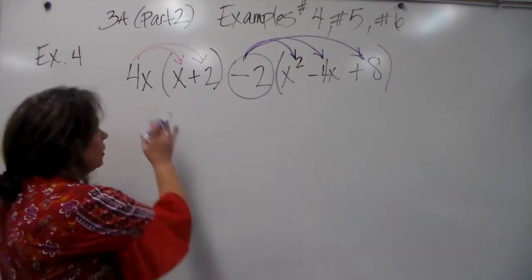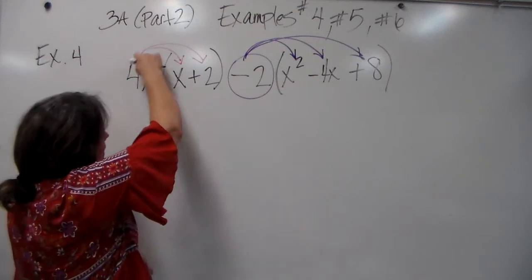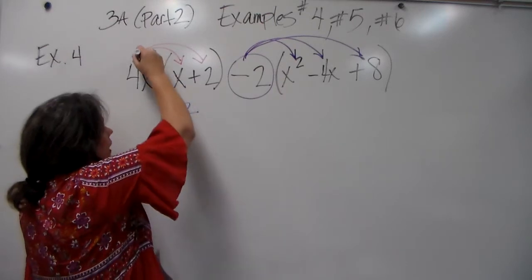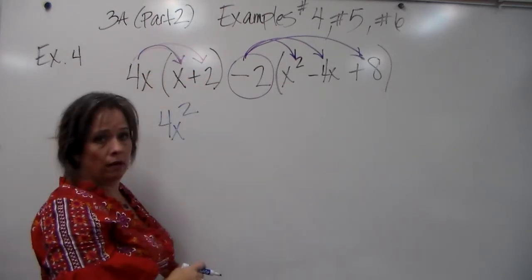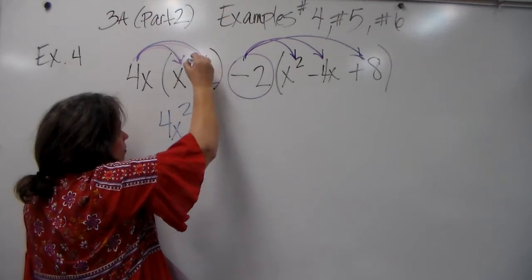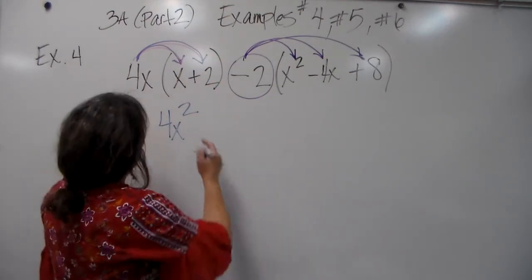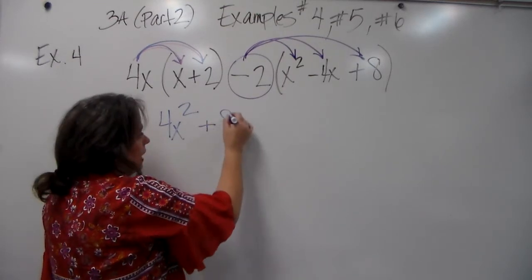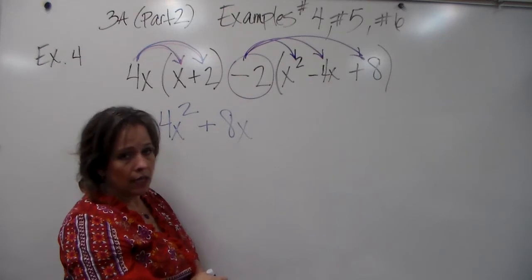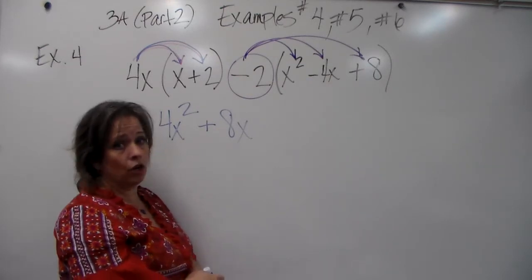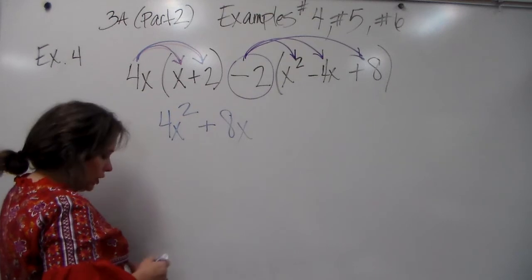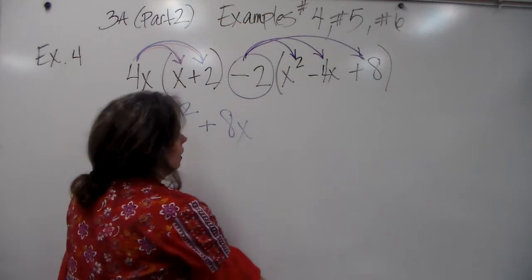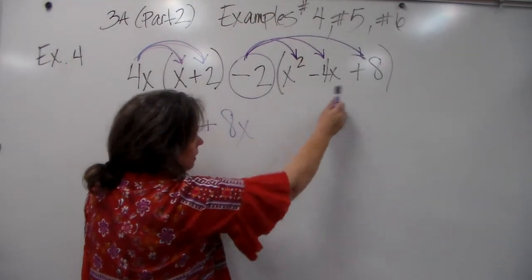And start here with our 4x. So our 4x times x is going to give us 4x squared, right? Now we've done this first one. And 4x, we've got to multiply times that second term too, which will give us, 4x times 2 is going to give us a plus 8x. Now remember, we have to have an add or a subtract between each term, okay? Now we're just going to move on. We've done this first part. Now we need to do our second part.